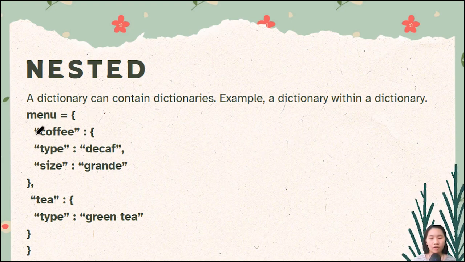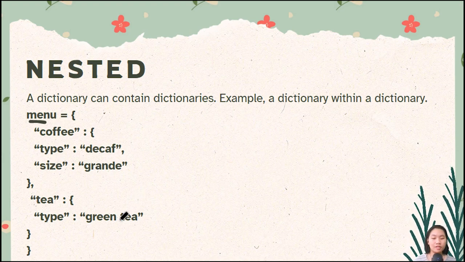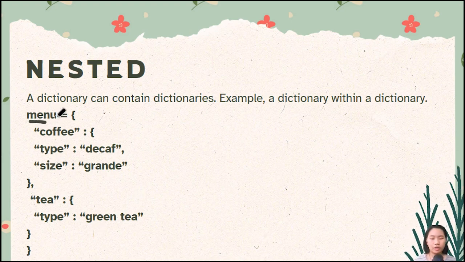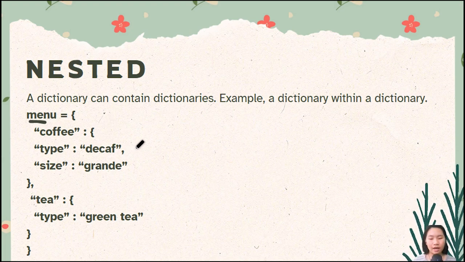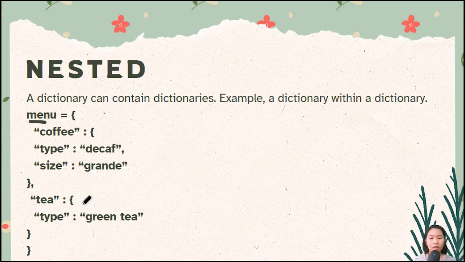So we have coffee here. So this is a dictionary that's nested within menu, another dictionary. Now to be exact, I have 2 dictionaries nestled inside of menu. Okay, so first off I have coffee, the type is decaf and the size is grande. For the second dictionary I have tea and the type is green tea. Okay, so that is the bare minimum, that's the bone of what you're working with if you want to include nested dictionary in your file.